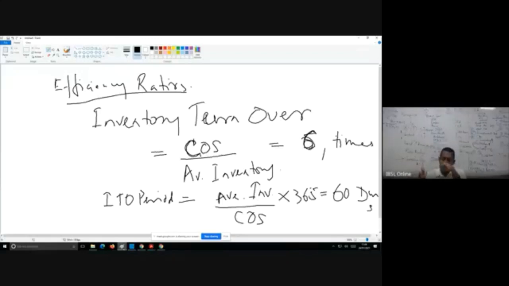Instead of 6, if it is 12, that means every month you convert your inventory into sales. 30 days or 15 days, every 15 days you convert inventory into sales. So that is better. You are not holding your cash in inventory. Always you convert it to sales, and sales go to debtors, debtors are collected and it becomes cash, right? That is the first efficiency ratio.